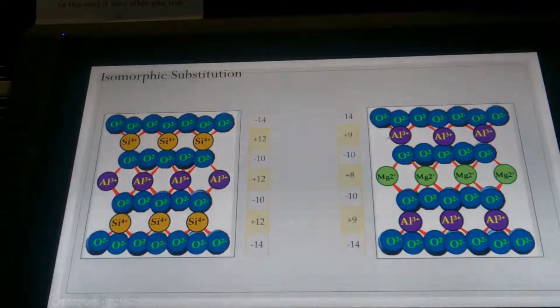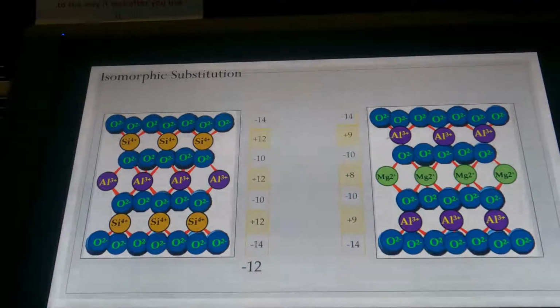So along the top we have -14, plus 12. 5 oxygens to be -10. 4 aluminums to be plus 12. 5 more oxygens, -10. 3 silica, and then finally another 7. The overall net charge is -12.